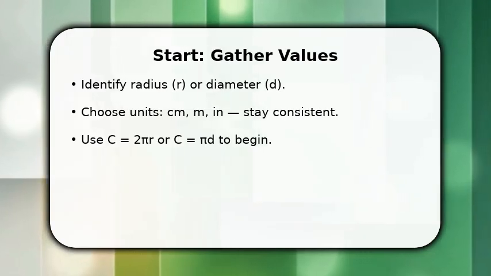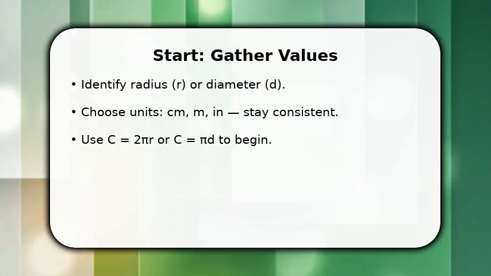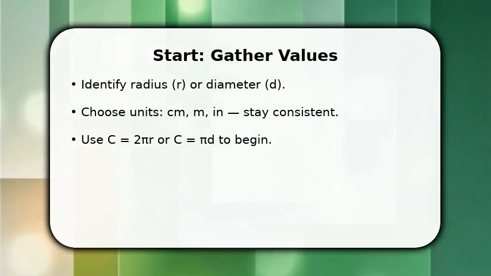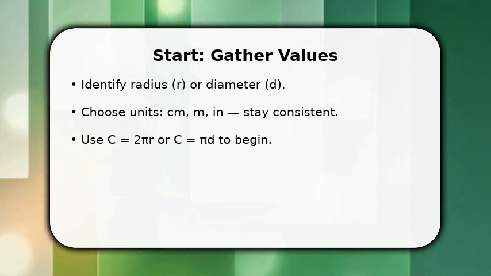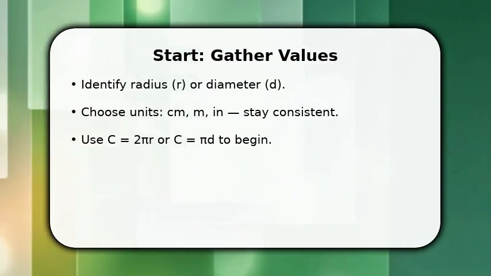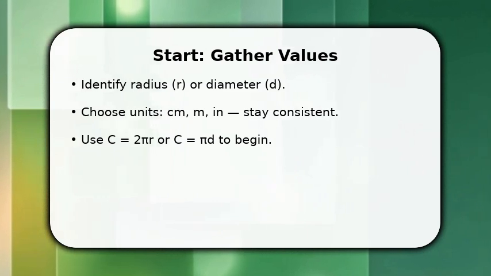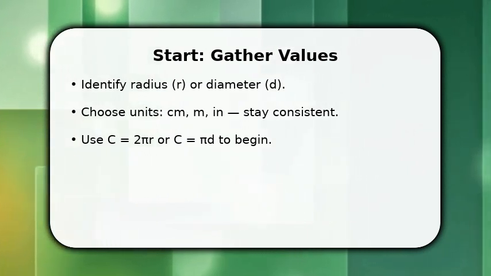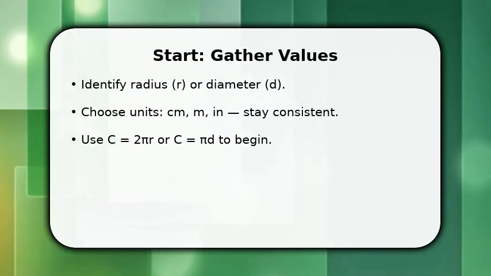You begin by getting the essential values, the radius or diameter and the units you'll use. Once you have r or d, pick the appropriate formula immediately. C equals 2 pi r if you measured radius, or C equals pi d if you measured diameter. Make sure the measurement is in one unit so the answer matches.